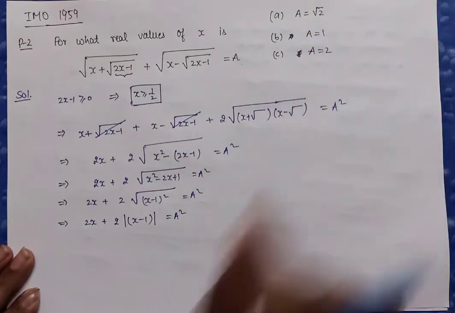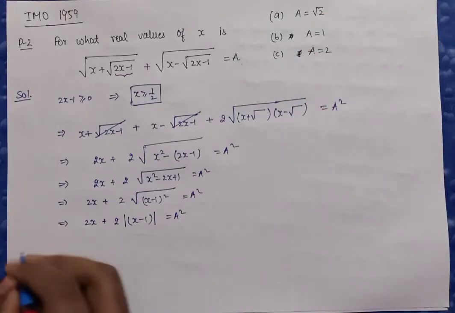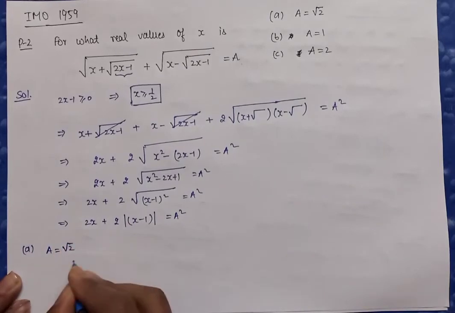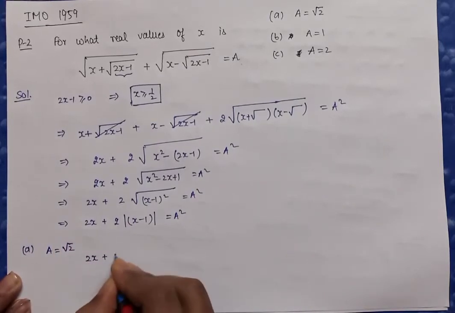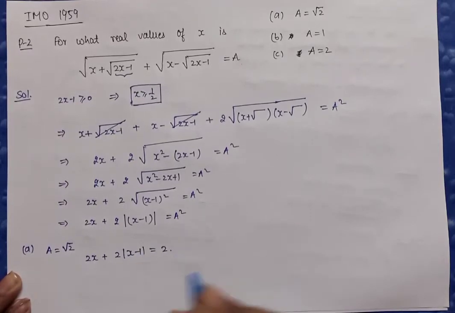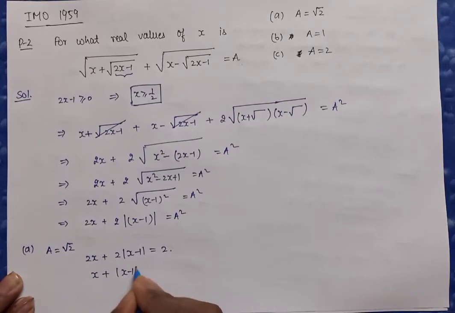Now we will check for different cases. First case is a equals root 2. If I write this, the expression equals a squared, that will be 2. We can cancel out the 2's. So x plus mod x minus 1 equals 1.